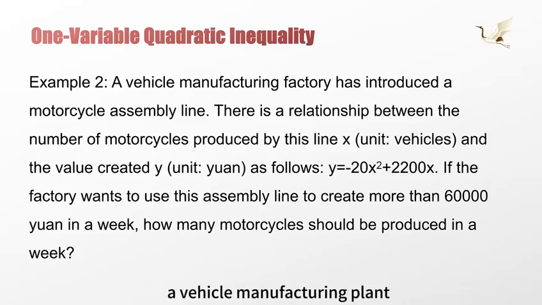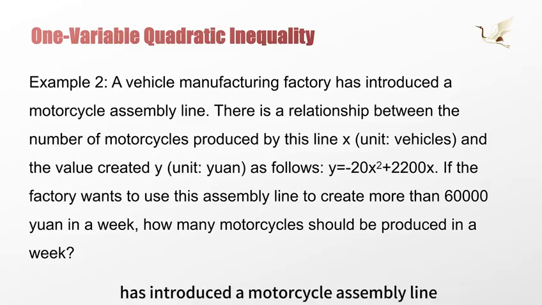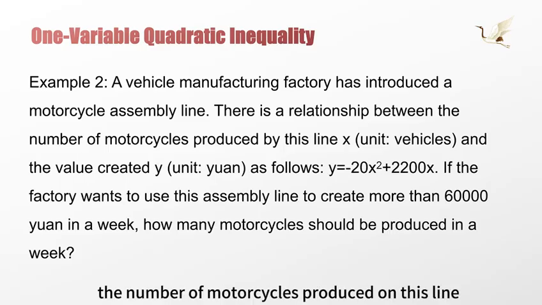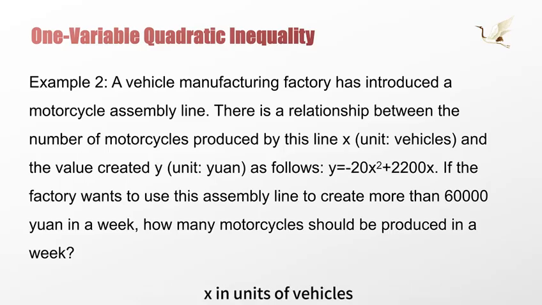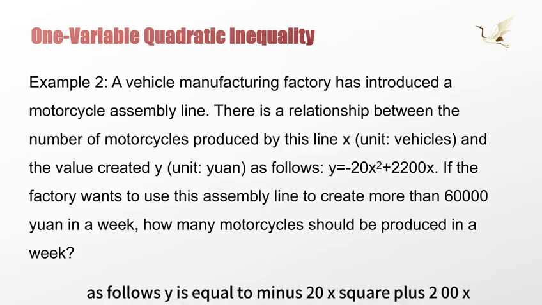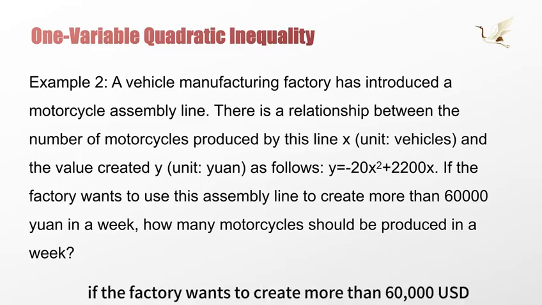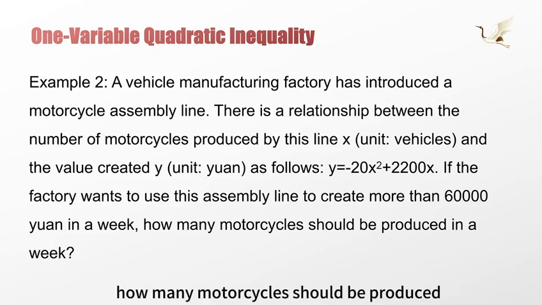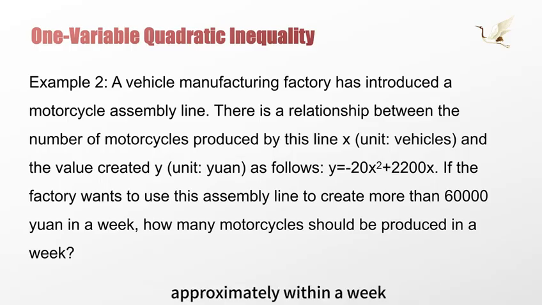A vehicle manufacturing plant has introduced a motorcycle assembly line, and there is a relationship between the number of motorcycles produced on this line, x in units of vehicles, and the value created, y in units of yuan, as follows: y is equal to -20x squared plus 2200x. If the factory wants to create more than 60,000 yuan in value using this assembly line within a week, how many motorcycles should be produced approximately within a week?